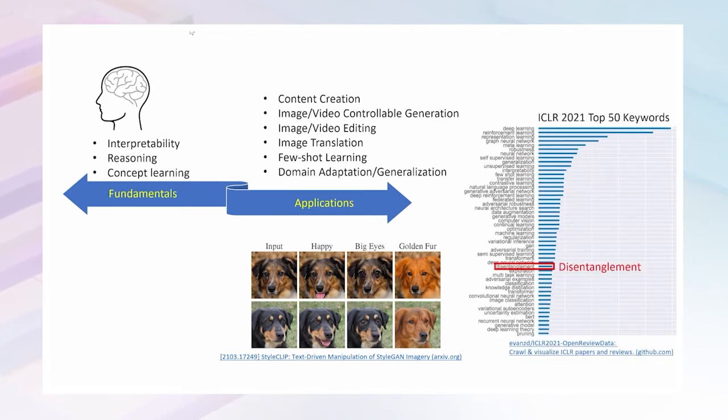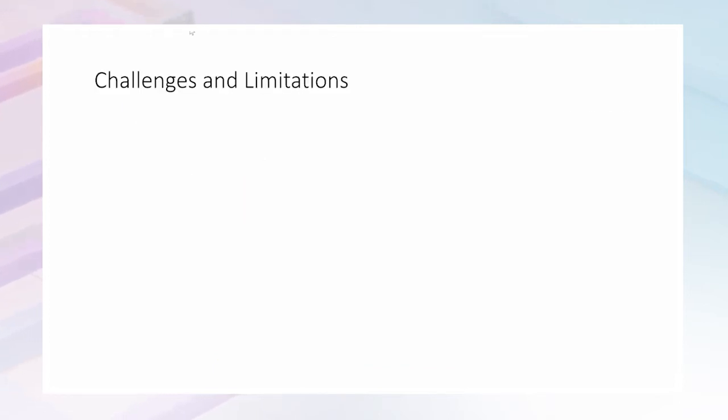Disentanglement is raising a lot of attention, and there are increasing works on it. It is one of the top 50 keywords in this year's ICLR submissions. Let's revisit some of the milestone works in this literature. The conceptual definition was proposed by Bengio in 2013.